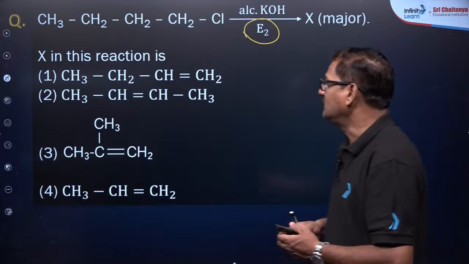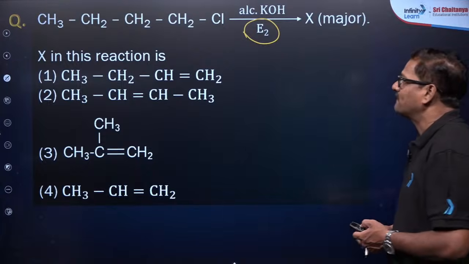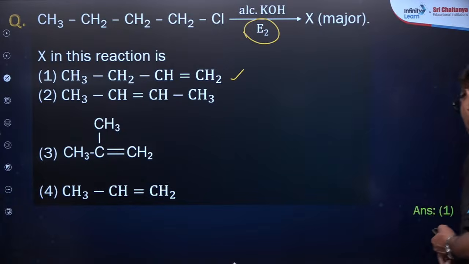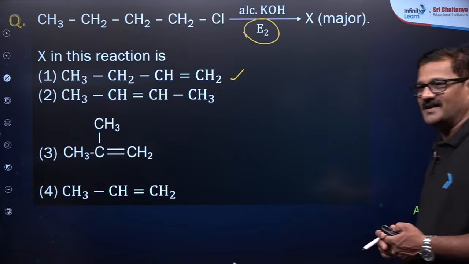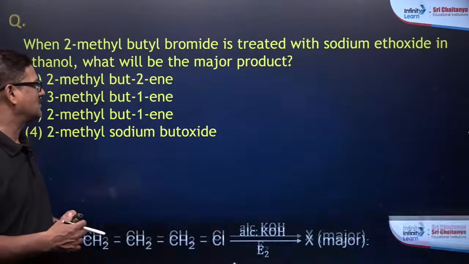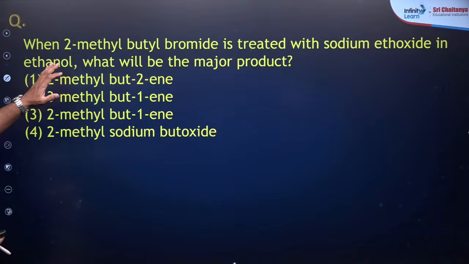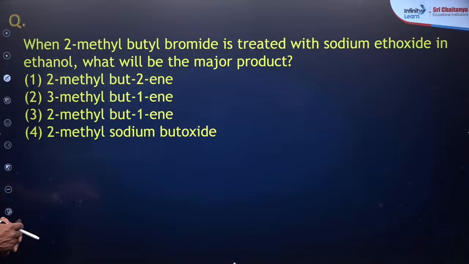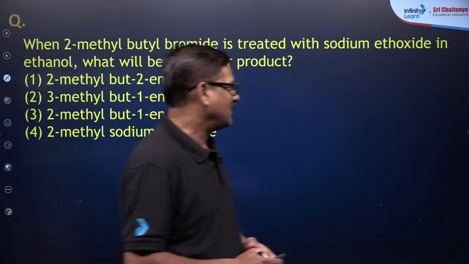Okay, come on. In this case, you will be having the dehydrohalogenation direct product. आप देख सकते हैं ना, option is 1. Fine. Palak. Now one more question here, wonderful. When 2-methylbutyl bromide is treated with sodium ethoxide in ethanol, what will be the major product? 2-methylbutyl bromide. Answer, Palak.